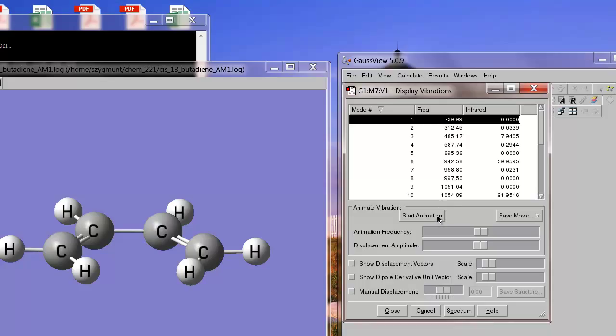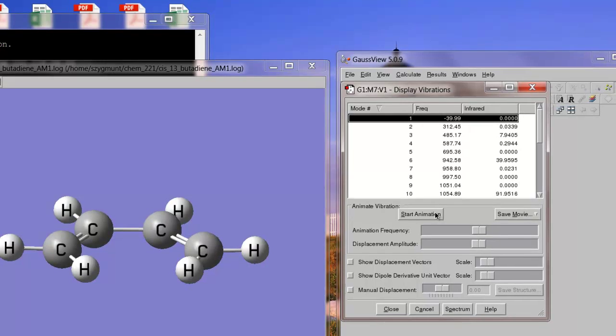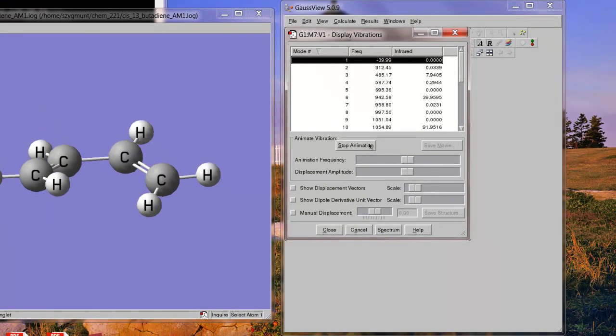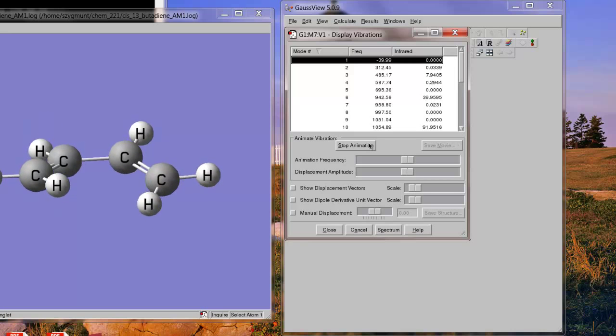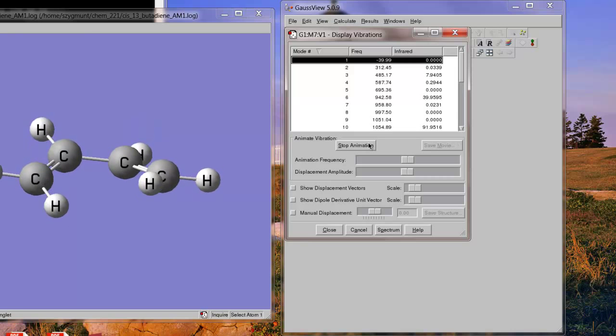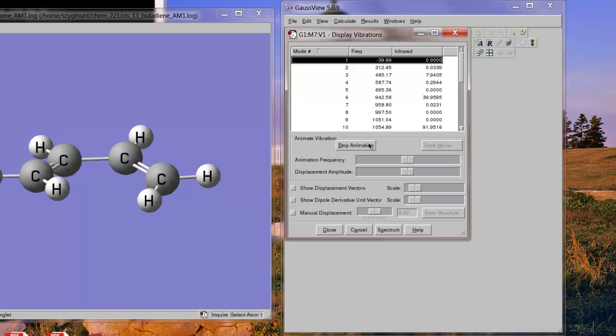And by animating this vibrational mode, which if you look in the vibrations window shows up as a negative frequency, but it really is an imaginary frequency, we can see that the molecule wants to distort. Apparently, it can lower its energy by distorting away from the planar form. And so let's see what we can do to try to optimize this non-planar form of 1,3-butadiene.